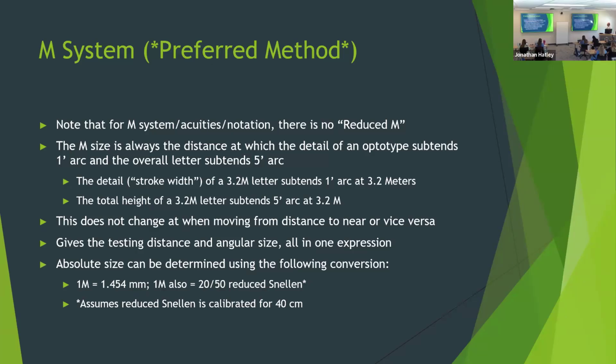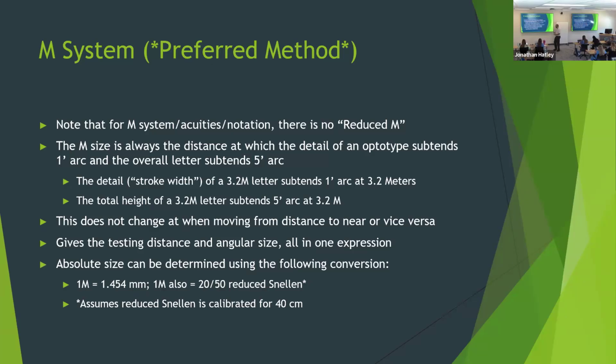This is talking about looking at the absolute size of some of the letters of the M optotypes. And remember, with the M acuities, there is no reduced M. There is nothing like that. Again, all you do is have the patient read the optotypes that they can, and you record the distance the card was at and the optotype size that they read.